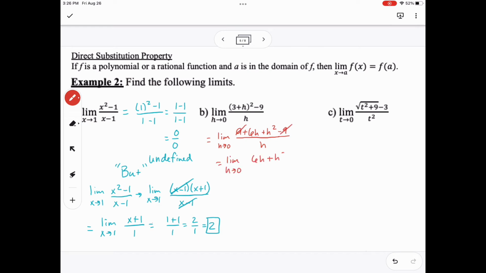And both the terms at the top have an h in common, so we can divide out an h. It leaves us with 6 plus h. And so now I'm able to plug in that 0 to get a limit of 6.